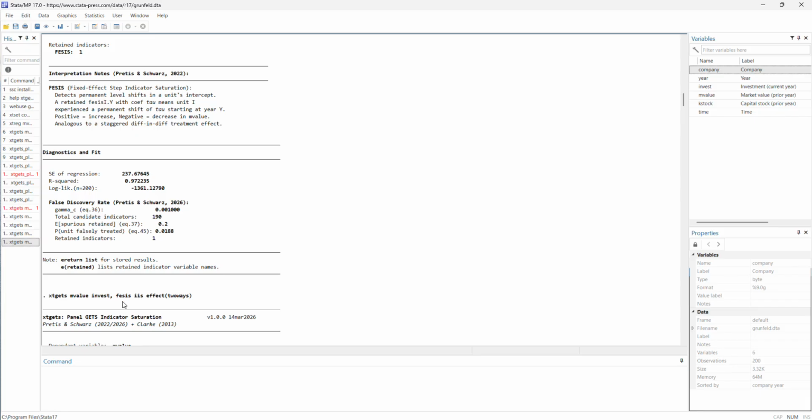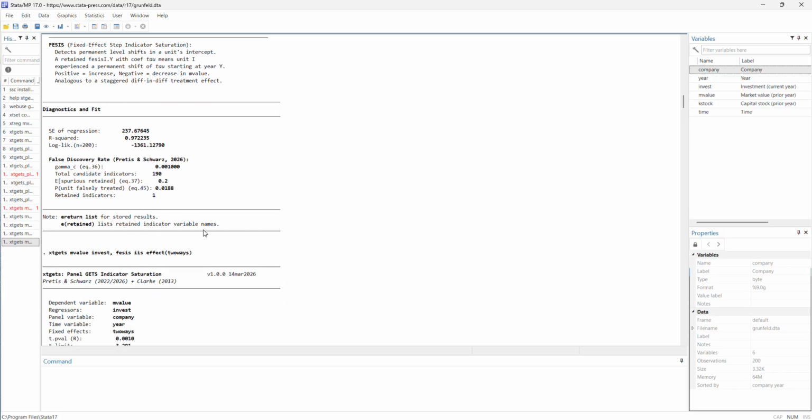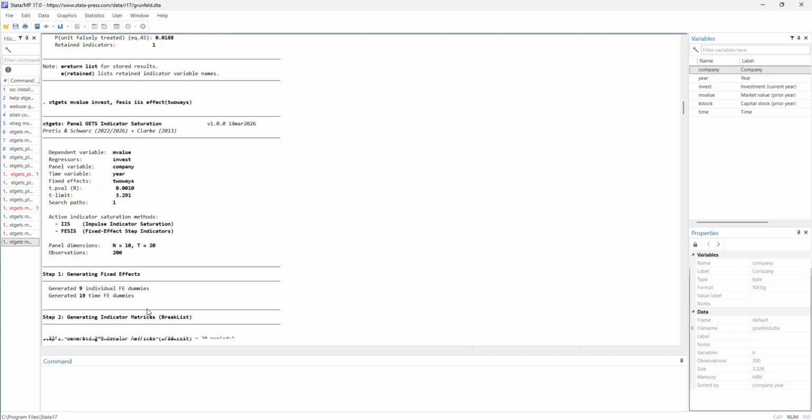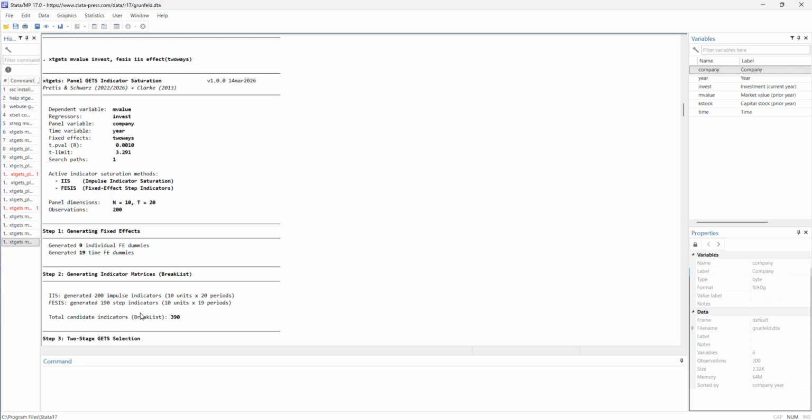Now we go to the second model, FESIS and IIS together. You can do it separately also, but to save time we are doing it together. So this is impulse indicator saturation, and this is fixed effect indicator. Everything is similar. There were 190 coefficients here, but there are 200 impulse indicators because it uses 10 units and 20 time periods as indicators for impulse.